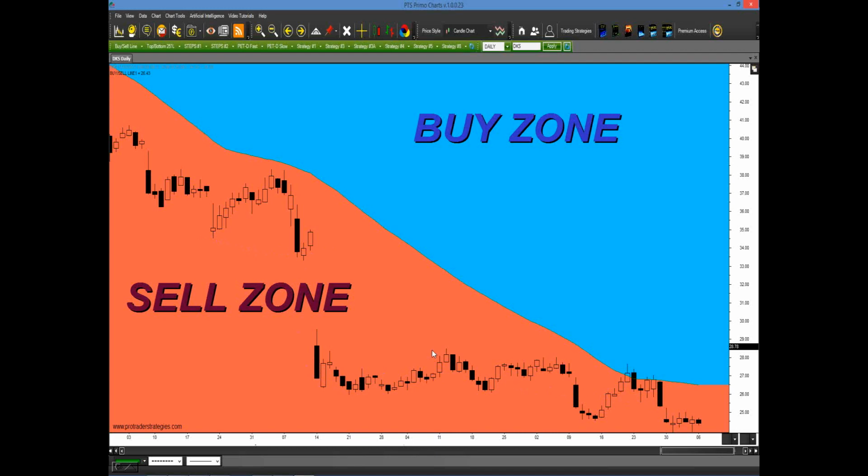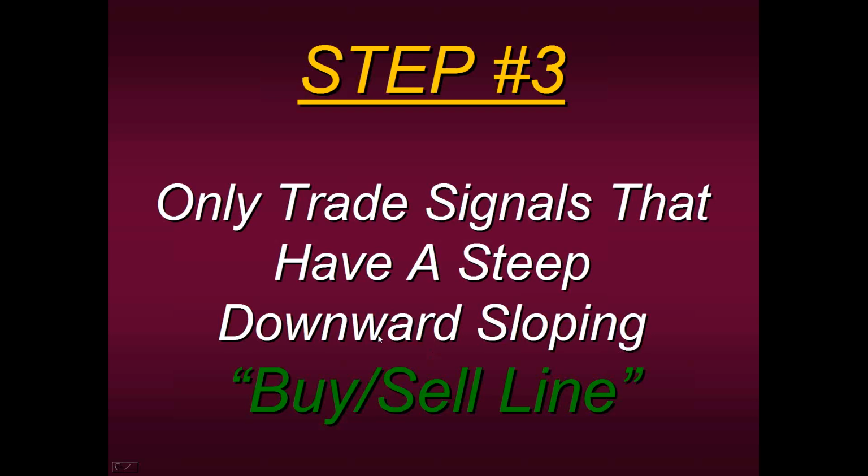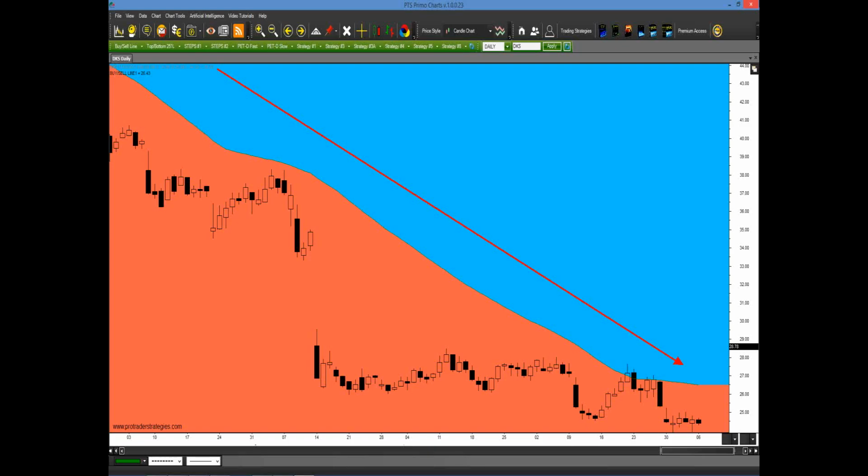Now, this brings us to the next step. Step 3: only trade the signals that have a steep downward sloping buy-sell line. Since we know we're going to be selling or shorting, either by buying puts or actually shorting the stock, it's up to us. And remember, if we're trading currency pairs, we can sell the currency pair. If we're trading futures, we can sell the future. It makes no difference. So we see here that this entire time we've had a really strong downward slope.